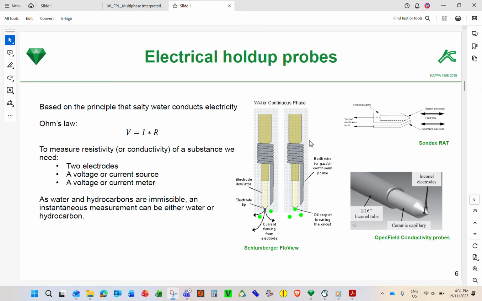You have this one as well, the same. This is the ramp. The principle is the same. There are two probes, so you have four probes. This one is 12 probes.